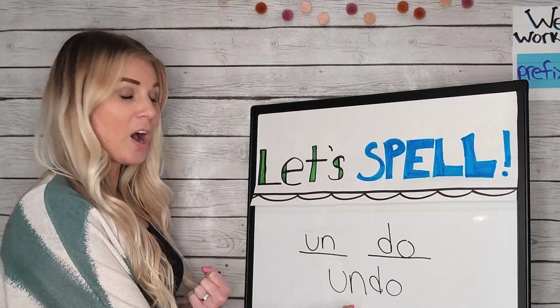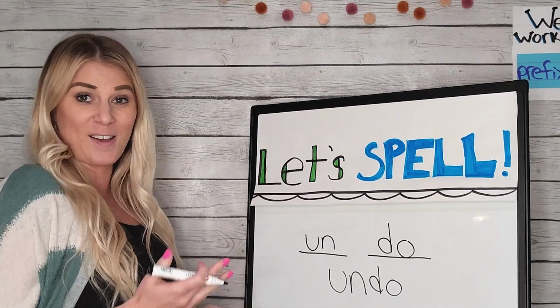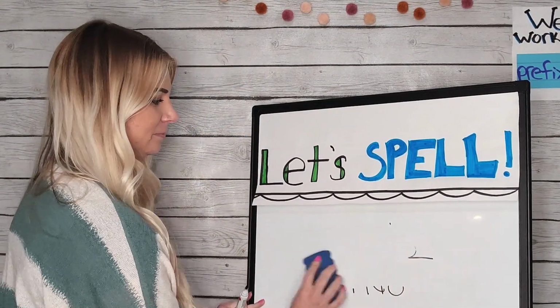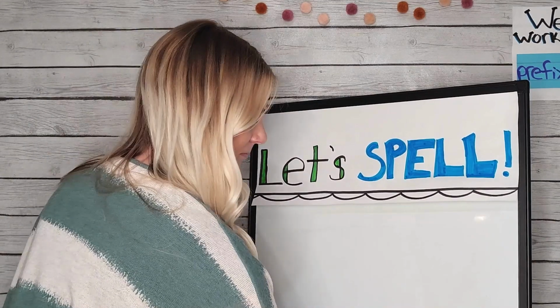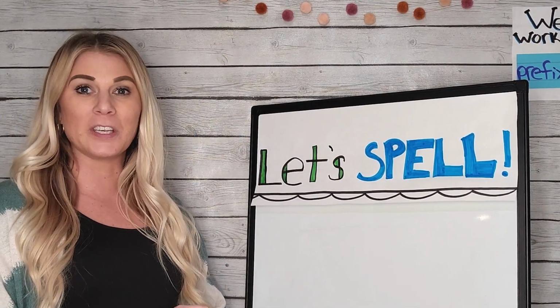I could undo a braid in my hair, or I could undo a knot in my shoe. Because I know un means not, I'm not doing it. Undo. Great job, readers. Let's try another one. Our next word is rewrite.